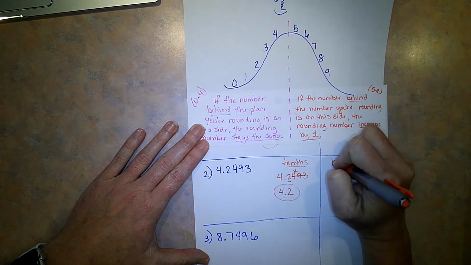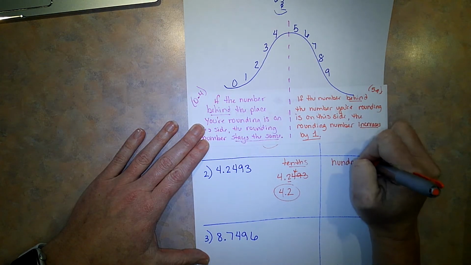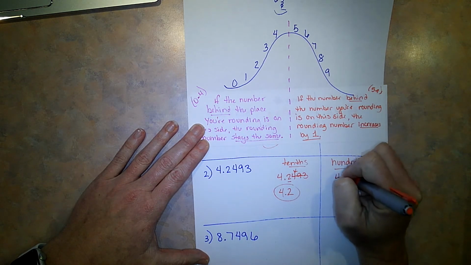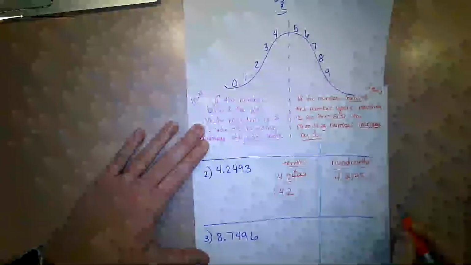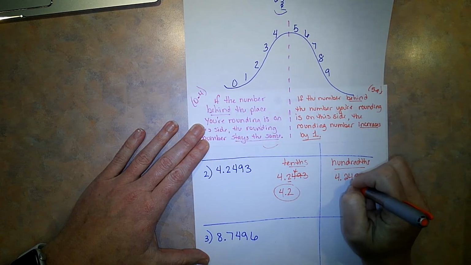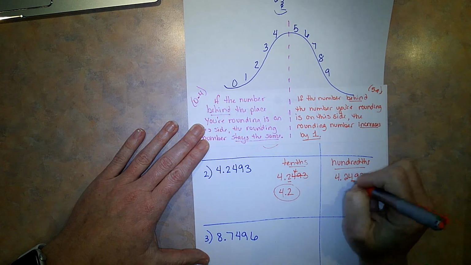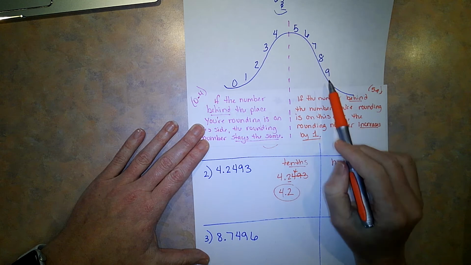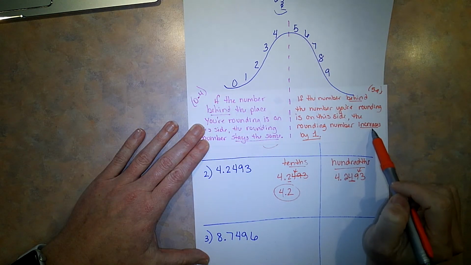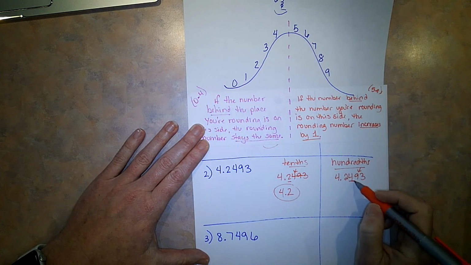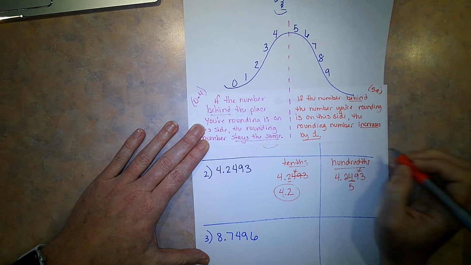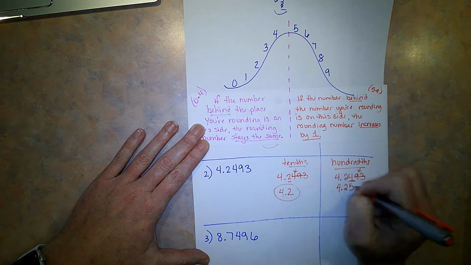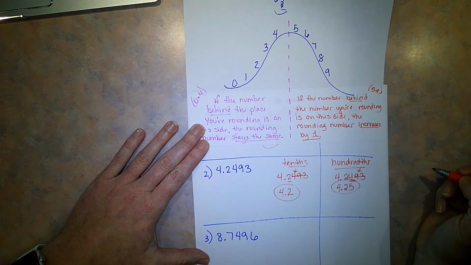Now, if I was rounding this to the hundredths, 4.2493, 100 again, 2 zeros. So 1, 2, the 4 is the number I'm rounding. The 9 is its boss. If I look up here at my hill, 9 is over here. So my rounding number is going to increase by 1. So this 4 becomes a 5. Everything behind it goes away. Everything in front of it stays the same.